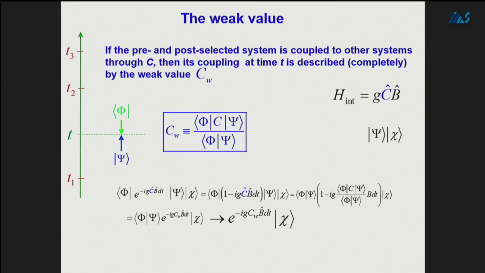By measuring my external system, whatever it is, a measuring device or anything else, couples to my pre- and post-selected system according to this unitary evolution, which corresponds to this Hamiltonian. So the Hamiltonian starts from a general interaction, a Hermitian Hamiltonian, and comes to this one, which in general is not Hermitian. Now, this is for infinitesimal time.